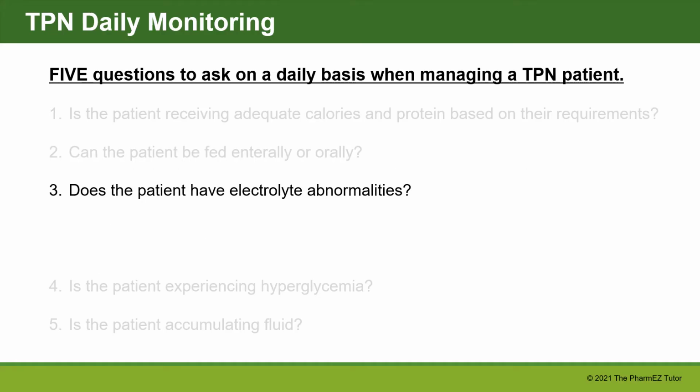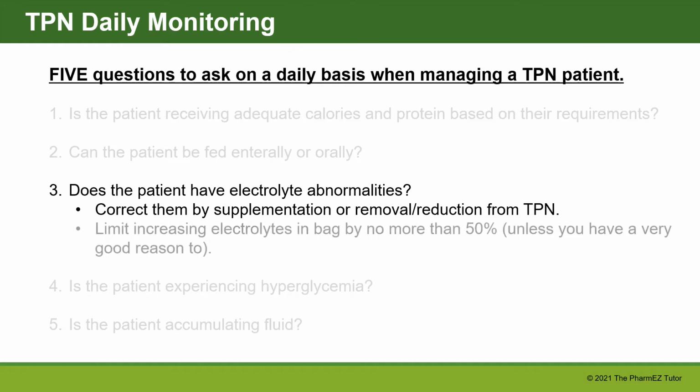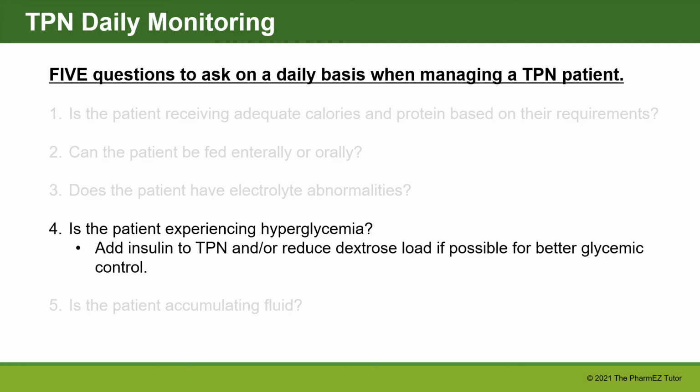Question 3. Does the patient have electrolyte abnormalities? Correct them by supplementation or removal reduction from the TPN. Limit increasing the electrolytes in the bag by no more than 50% unless you have a very good reason to. Question 4. Is the patient experiencing hyperglycemia? If so, add insulin to the TPN and or reduce the dextrose load if possible for better glycemic control.